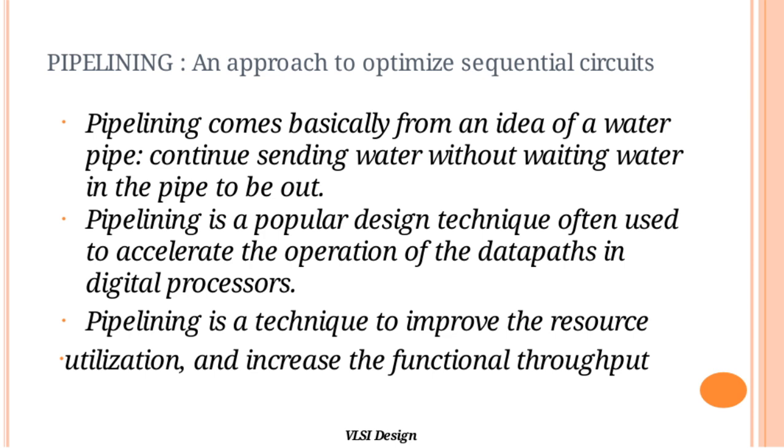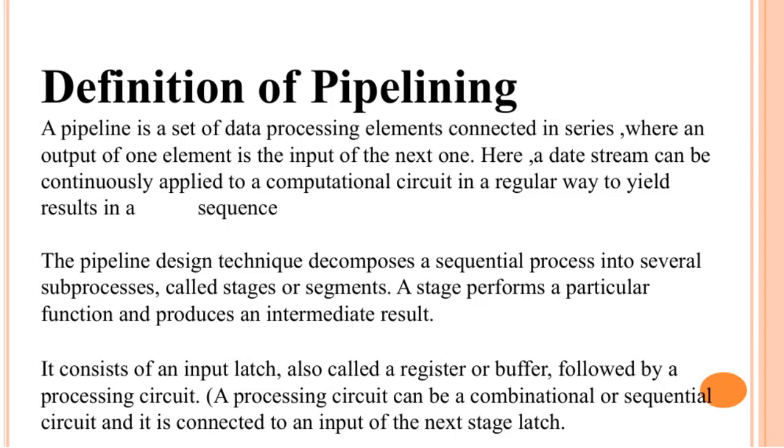Essentially, pipelining improves resource utilization by allowing multiple operations to be processed simultaneously at different stages, which in turn increases the overall functional throughput of the system. This means faster processing and better performance in our designs. Pipelining is essentially a technique where we connect several data processing elements in a series, so the output of one becomes the input of the next. This allows us to feed a continuous stream of data into the system, and it processes this data in a regular sequence, producing outputs one after another efficiently.